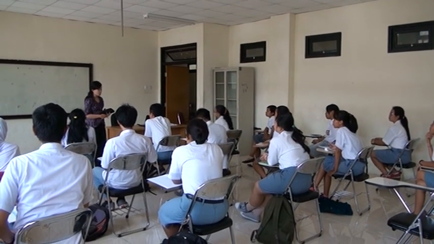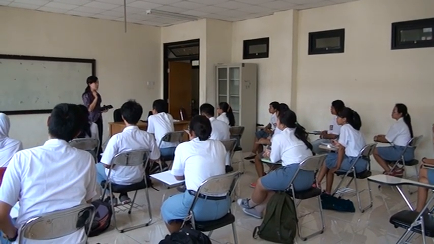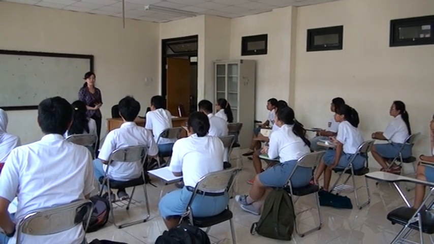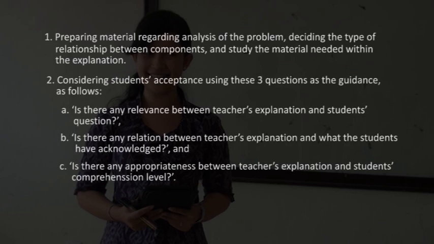The meaningful and logical explaining skill must have two essential components: planning and presenting. Planning an explanation covers two sub-components. The first is preparing materials, regarding analysis of the problem, deciding the type of relationship between components, and studying the material needed within the explanation. And the second is considering students' acceptance, using these three questions as a guidance.